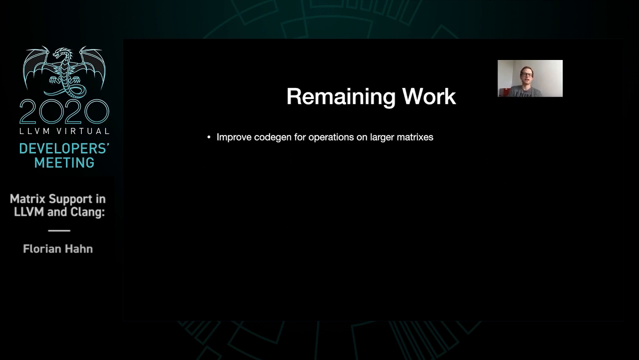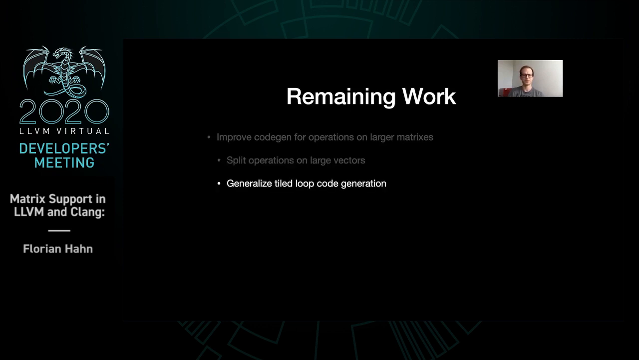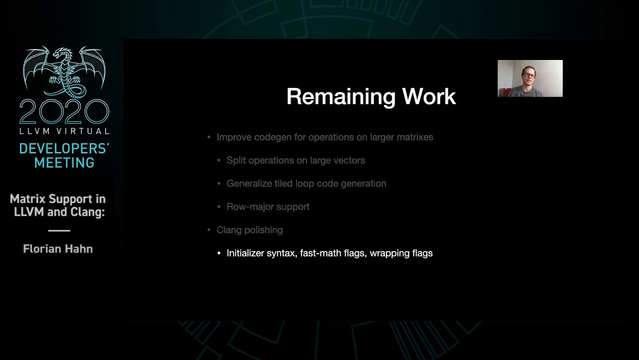Now, to wrap up, everything I showed you so far is what's implemented currently in upstream LLVM and Clang, but there's potential for further improvement still. We want to continue working on improving code generation for operations on larger matrices, especially better support for splitting up operations on large vectors. We want to improve and generalize the tiled loop code generation, finish up row matrix support, and improve some things in Clang, like initializer syntax and how fast-math flags are handled.